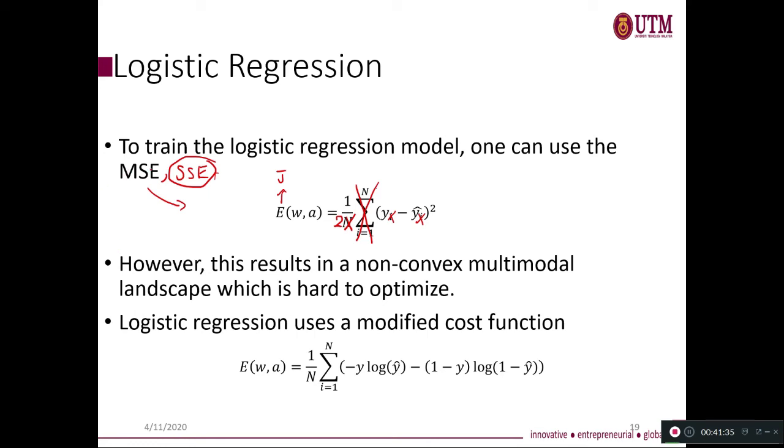If you focus on the MSE itself, no matter SSE or MSE, if you want to apply it for classification, of course in my slide here I use logistic regression, which is actually a binary classifier, you can also use MSE as well as SSE as a cost function for a classification model. But in practice, cross entropy works better than that for classification. That is because if you use both MSE or SSE for classification, it will result in a non-convex multimodal landscape, which is hard to optimize.